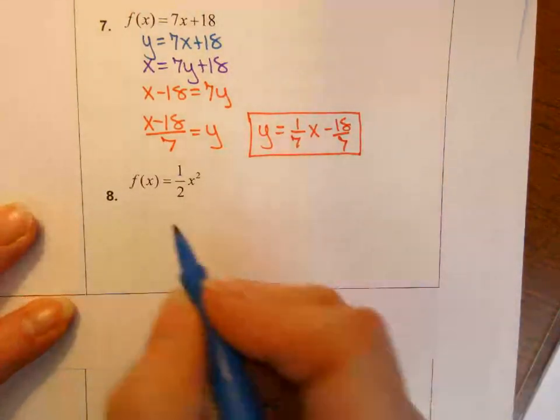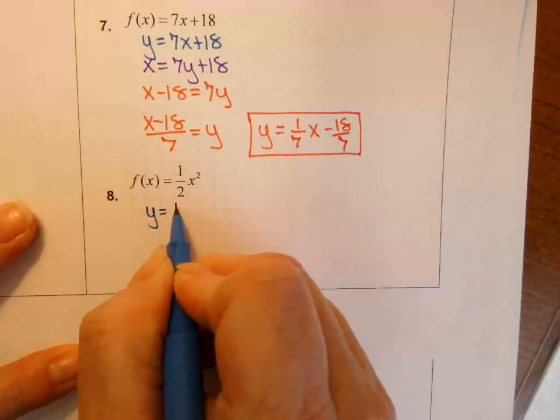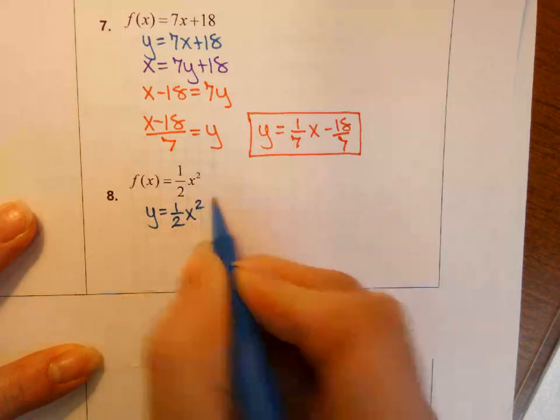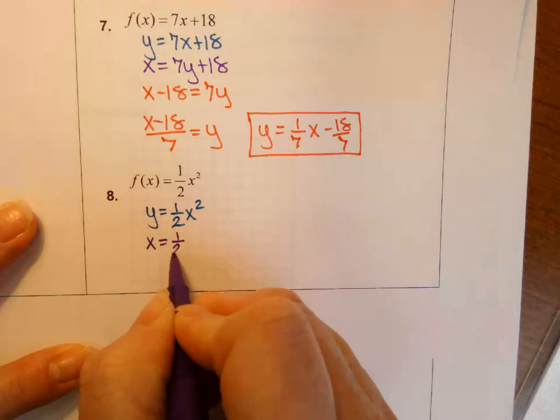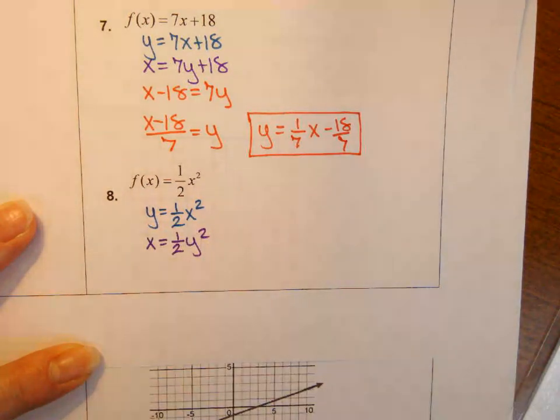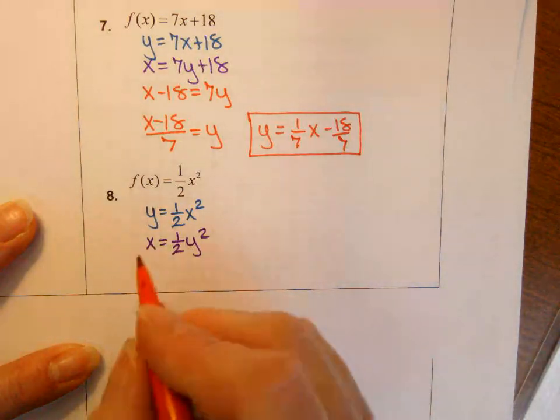Number 8. Y equals 1/2 x squared. Switch your x and y. So x equals 1/2 y squared. We need to isolate y. So we're going to multiply both sides by 2.